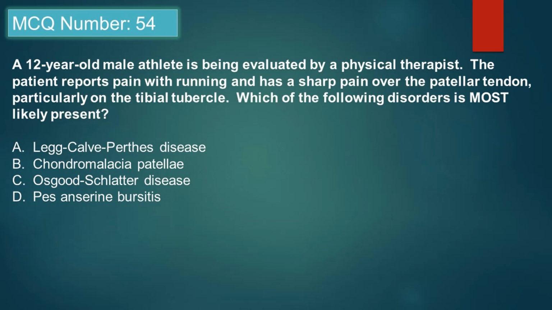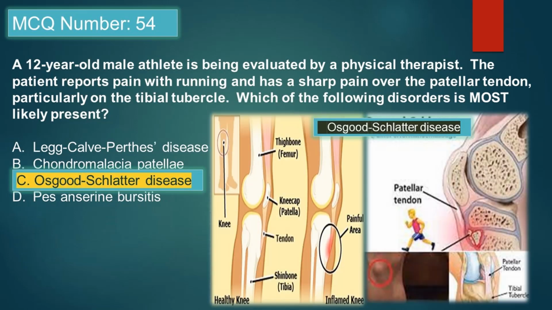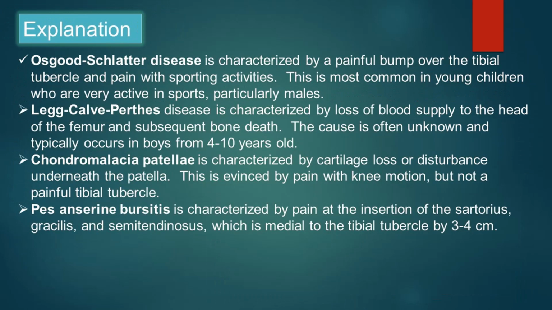Option A, Legg-Calvé-Perthes disease. Option B, chondromalacia patella. Option C, Osgood-Schlatter disease. And option D, pes anserine bursitis. And the correct answer is option C, Osgood-Schlatter disease. And here we have the explanation.